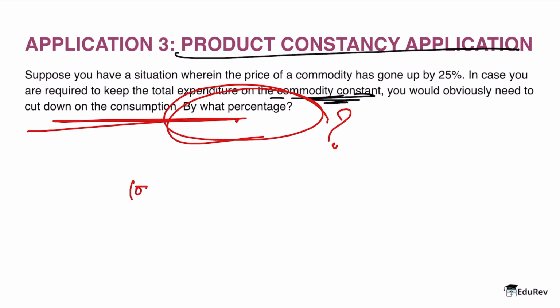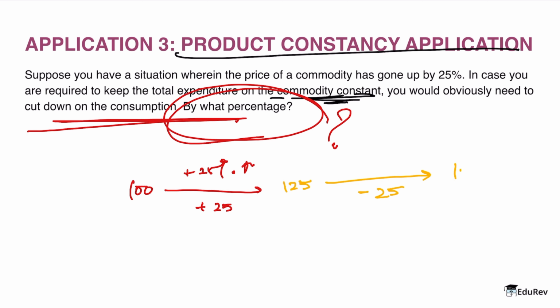Suppose 100 is what the price is and it has gone up by 25%. That means positive of 25 will be added to it. So the answer is going to be nothing but 125. And I need to keep it constant. So obviously negative of 25 is what I need to do in order to bring back 100. Hence, the percentage which has dropped in consumption to offset the price increase is what?